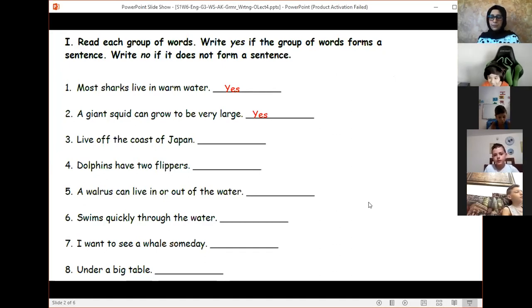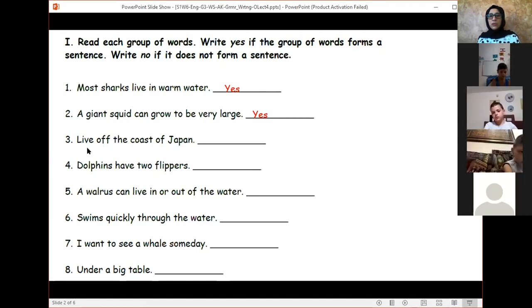Live off the coast of Japan. Is it a sentence? Yes or no? Who live off the coast of Japan, Aya? Who are we talking about? Live, it's a verb. Someone, we don't know who, live off the coast of Japan. So is it a sentence? No. This is not a sentence because the naming part is missing, okay?